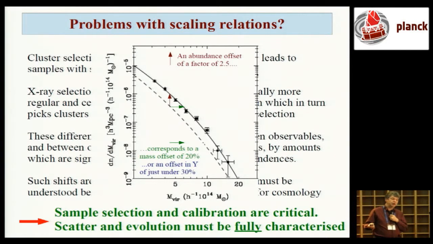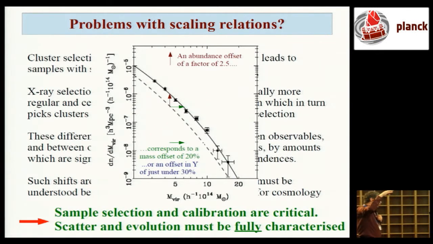If you read it horizontally, this is actually incorrect. I misread my plot. This should be nearly 30%. But this green arrow is 30%. So it's 2.5 in this direction, but 25 to 30% in this direction. So if you're worried about it in terms of the offset, it's 25 to 30% in mass, or in Y, this would correspond to about 40%. Again, this number is too low.